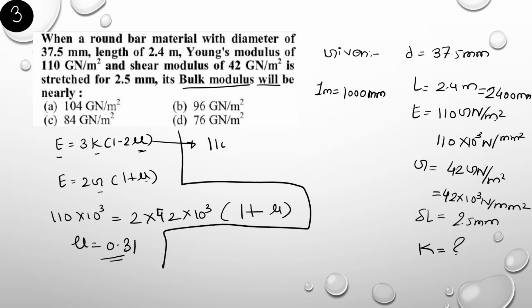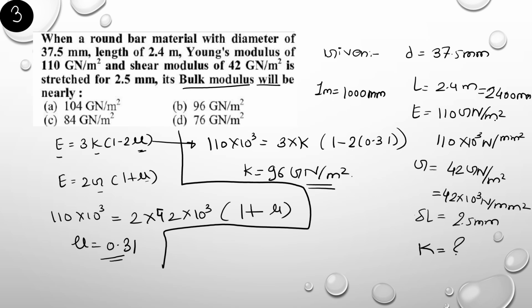So E is 110 into 10 raised to 3, equals 3 into K, where K is unknown, in bracket 1 minus 0.31. By calculating this we get K as 96 giga Newton per meter square. You can calculate these answers. So here we get the bulk modulus as 96 giga Newton per meter square. So option B is correct.